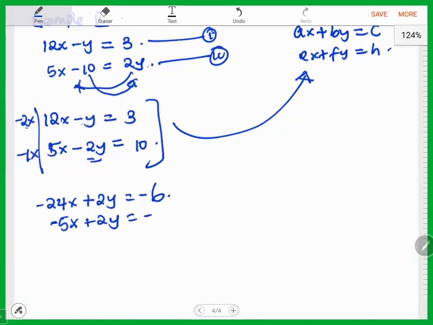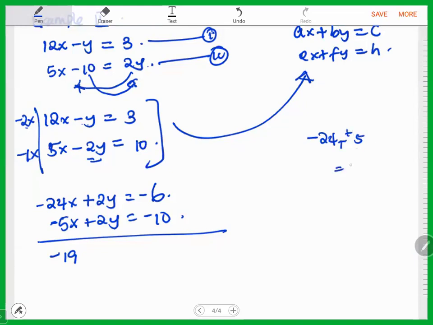So y in the first equation and the second equation have the same coefficient. And because they have the same coefficient, we are going to eliminate y by subtracting. When you have -24 minus -5, a negative times a negative becomes a positive, which gives us -19.